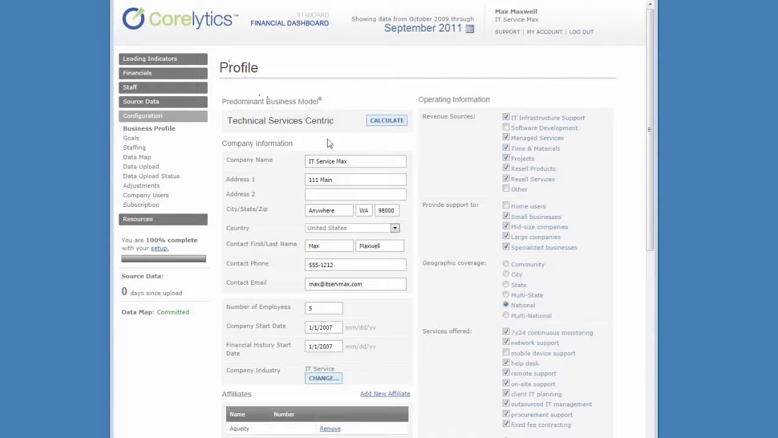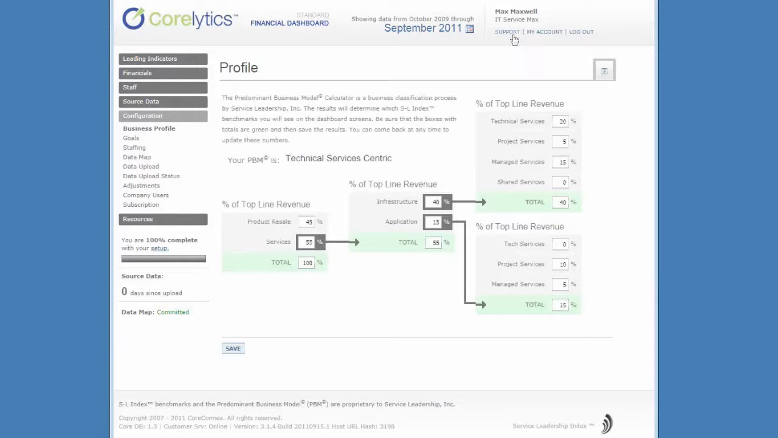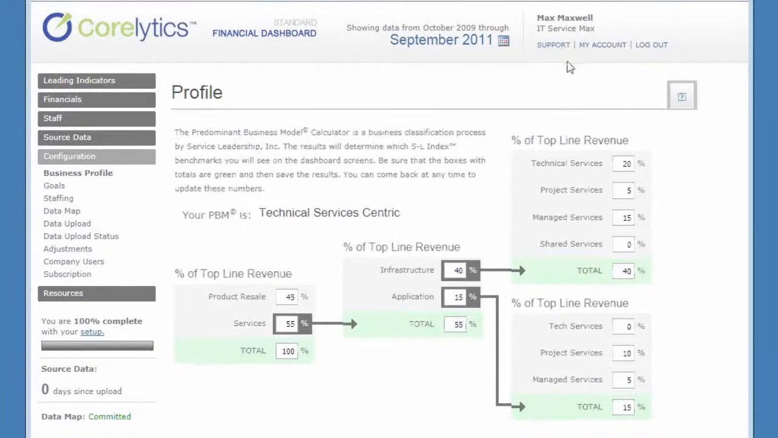If you're an IT service company, then you need to set your predominant business model, and if you need to know more about that, please visit our support pages and it will discuss what the predominant business model means. In general terms, the predominant business model takes into consideration the fact that companies that are primarily managed service companies have a different profile, a different style even, than companies that are time and materials oriented.